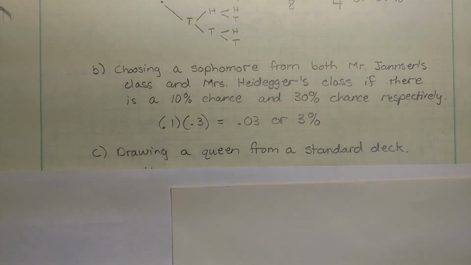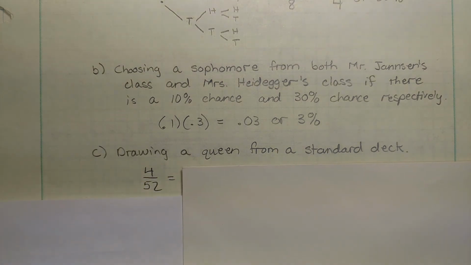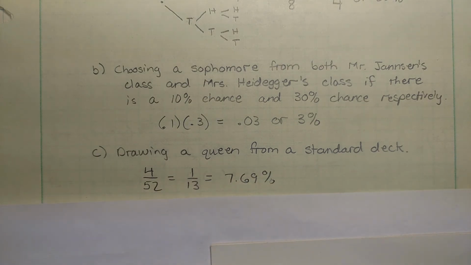And we told you before, on a standard deck, there are 52 cards. So there's 52 different possibilities when I draw a card. Only 4 of them are queens. So it is 4 out of 52, which reduces to 1 out of 13, which as a percentage would be 7.69%.